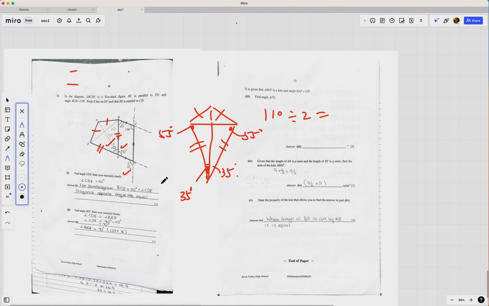Then they ask for what? Find the angle AFE. AFE means they want to find the entire one, right? Then probably you need to find out this one. Is it given or something? Oh, AB. Let me see. They say that ABCDF is a 5-sided. So 5-sided total is how much? 5 minus 2 times 180. 540. Yes. So total is 540. So you just minus all of the.